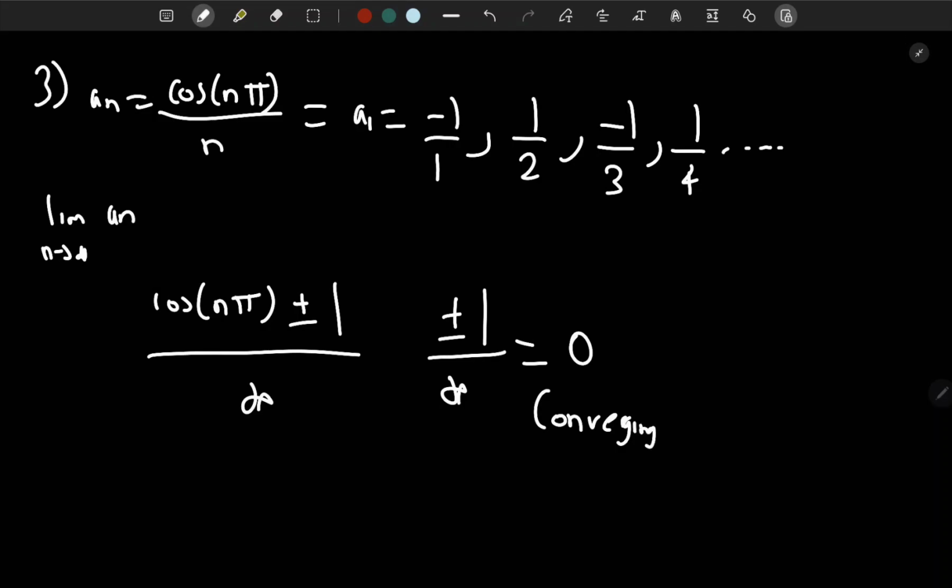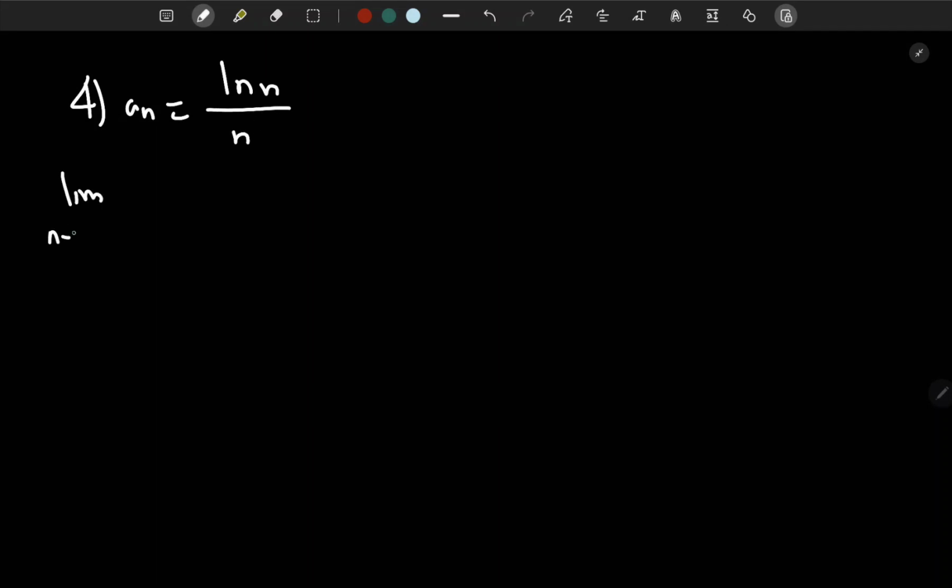Let's move on to another question where we have ln this time. Question 4, we have a of n equal to ln n over n, and we again want to find the limit as n is approaching infinity of a of n. So let's write this down. We have ln n over n, and if we use direct substitution over here, we'll have ln infinity over infinity, and ln infinity is infinity, so we have infinity over infinity. So we have one of the L'Hopital rule cases here.